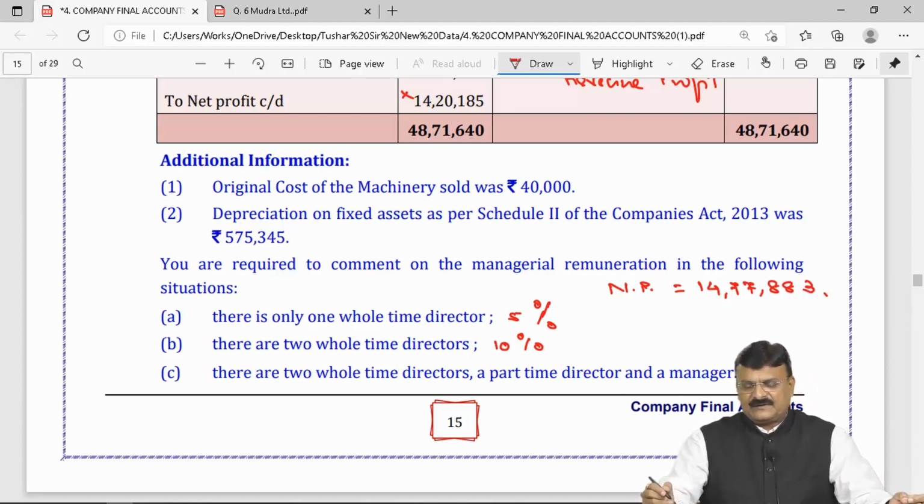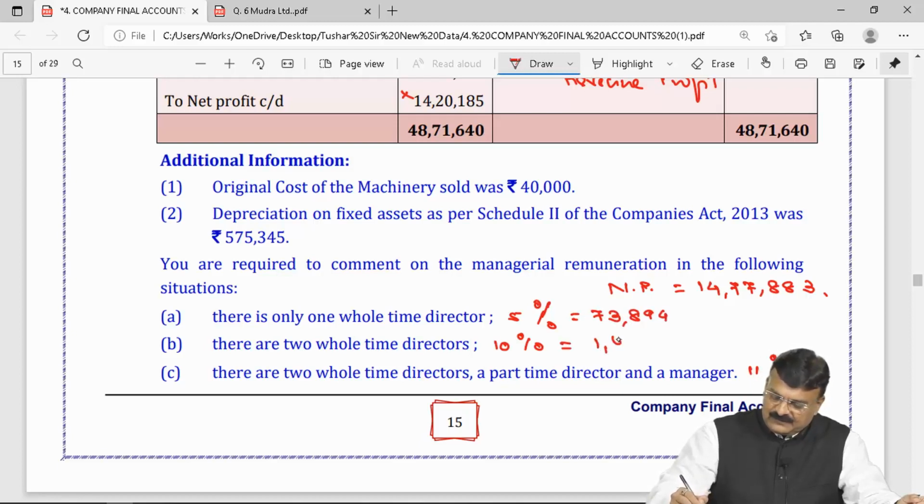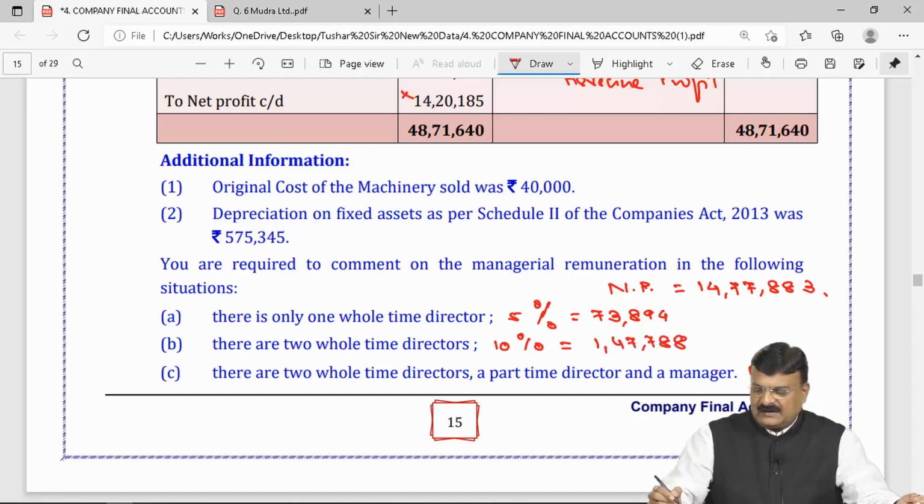Now on this net profit, you calculate 5%, 10% and 11%. This 5% will be 73,894. 10% is 14,777,888. And the last, 11% total, will be 162,567.